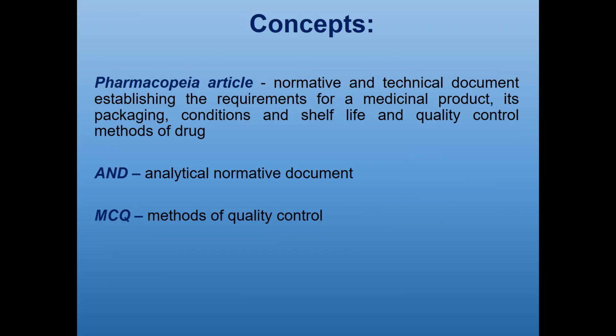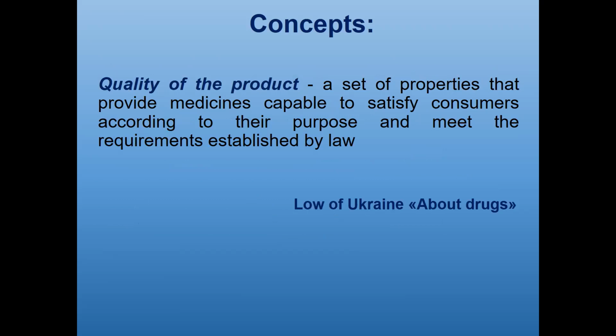Pharmacopoeia article: a normative and technical document establishing the requirements for a medicinal product, its packaging, conditions, shelf life, and quality control methods. Analytical normative documents, methods of quality control. Quality of the product is a set of properties that provide medicines capable of satisfying consumers according to their purpose and meeting the requirements established by law.